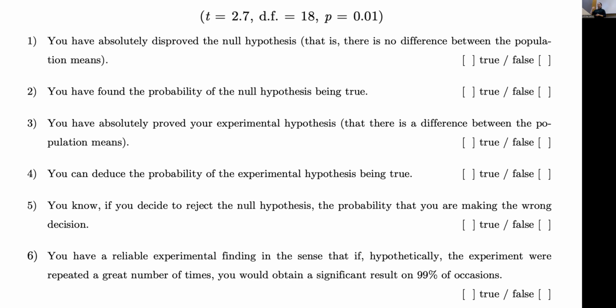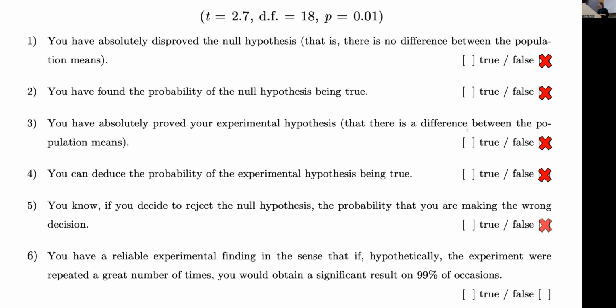Which of these follow logically from the premise? We've done a t-test, p-value of 0.01. Is it the case that you have absolutely disproven the null hypothesis? No, of course that's not the case. Is it the case that you have found the probability of the null hypothesis being true? Is it maybe 0.01? No, that's not the case. Have you absolutely proven your experimental hypothesis? For sure, you haven't done that. Can you deduce the probability of the experimental hypothesis being true? No.